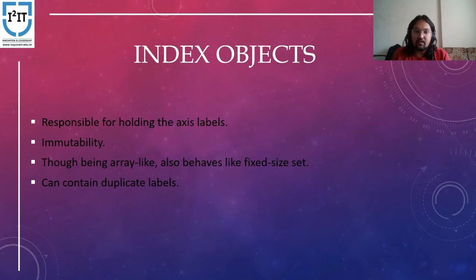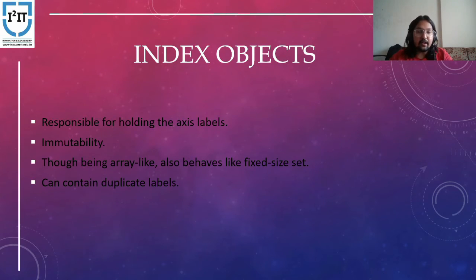Now moving to the next topic, which is index objects. Index objects are responsible for holding axis labels and other metadata like axis names. If I am given a particular data frame, it consists of rows and columns. If I want to print a particular graph in which I want the rows on the y-axis and the columns on the x-axis, then I need particular names, or axis names, for that.